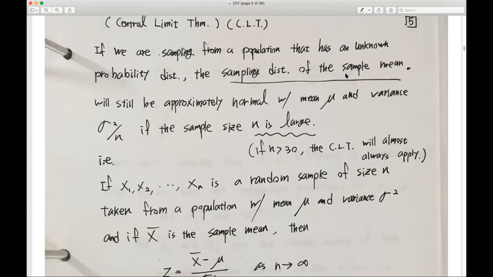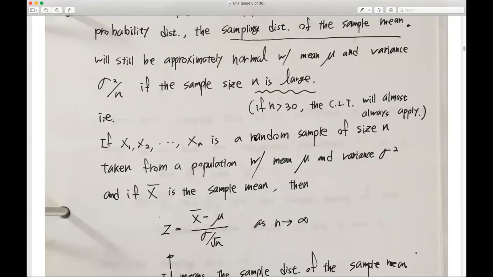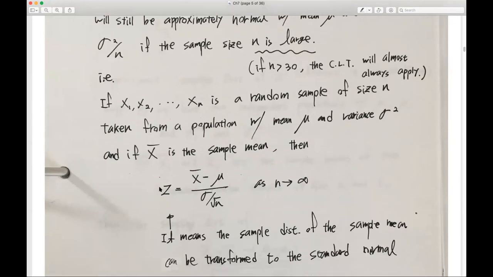But what if the population is not a normal distribution? If the sample size n is greater than 30, then the sampling distribution of the sample mean will be a normal distribution. Keep in mind this. And if X1 through Xn is a random sample of size n taken from a population with mean mu and variance sigma square, and X bar is the sample mean, then see the z-score.